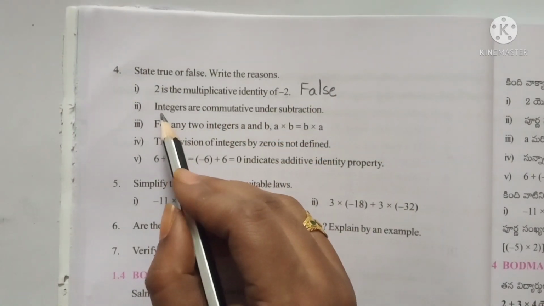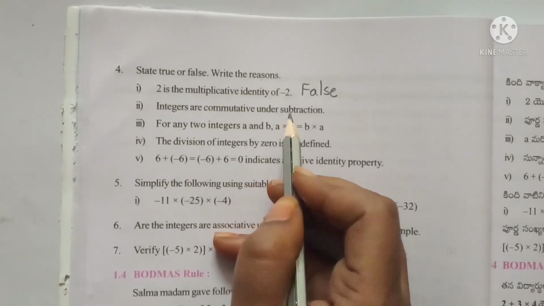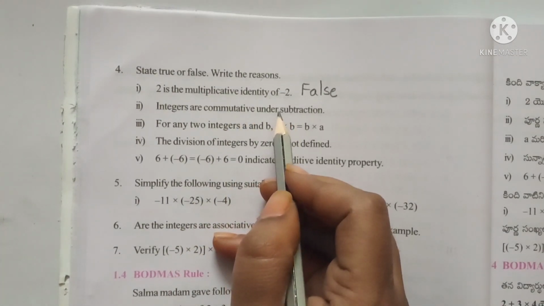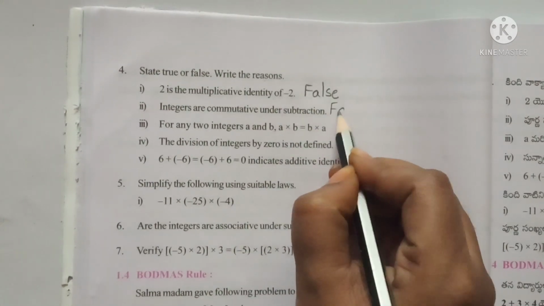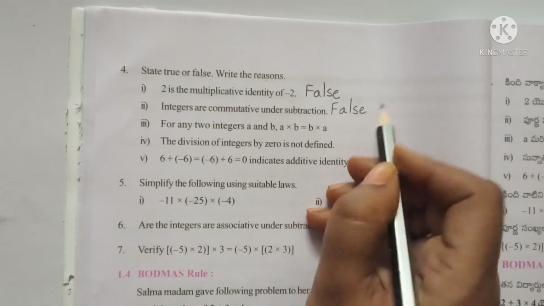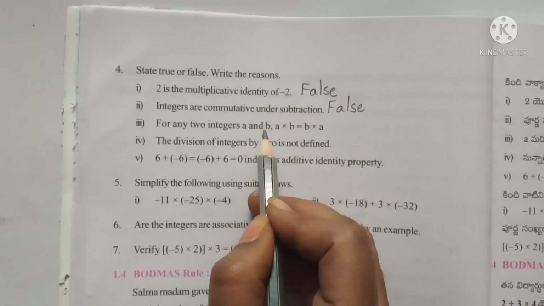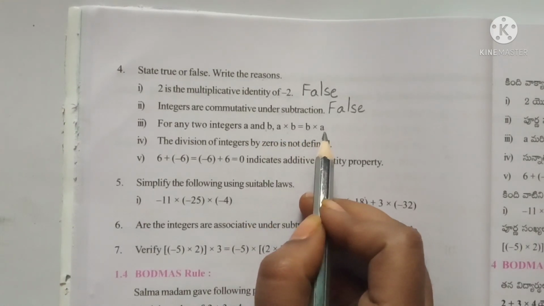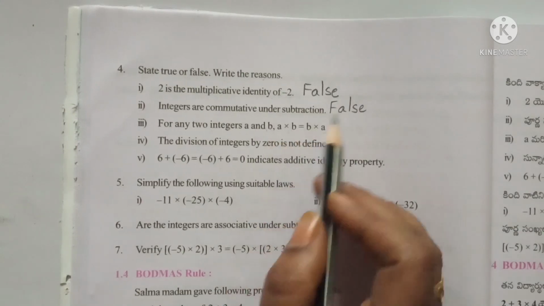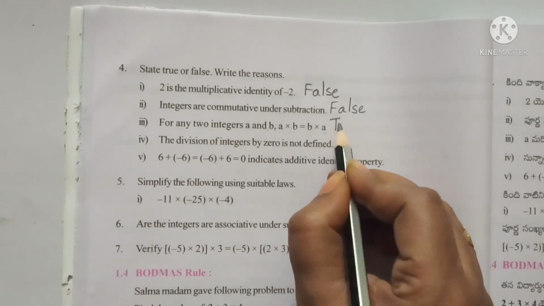See the second question. Integers are commutative under subtraction. Are they commutative under subtraction? False. See the next one. For any two integers a and b, a into b is equal to b into a. Yes, it is the commutative law under multiplication. So it is true.